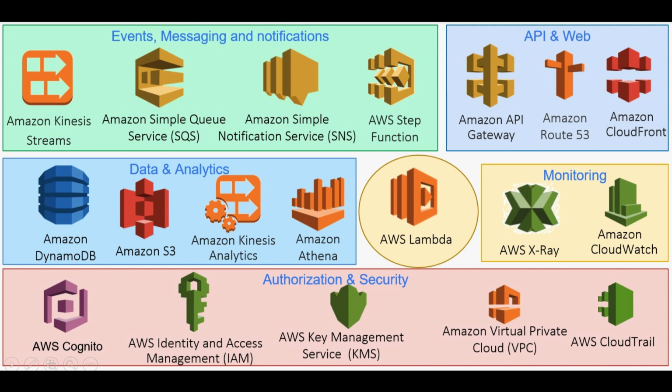AWS Lambda. Lambda is a serverless compute service that lets you run your code without provisioning or managing servers. Examples of use cases include event-driven functions, data processing, real-time file processing, and more. Amazon API Gateway. API Gateway is a fully managed service that makes it easy for developers to create, publish, maintain, monitor, and secure APIs. It allows you to create serverless RESTful APIs.